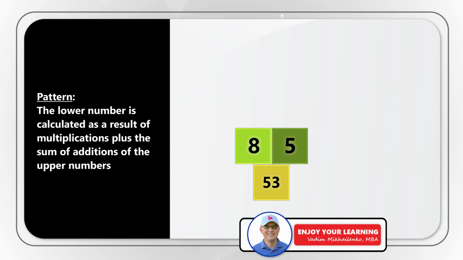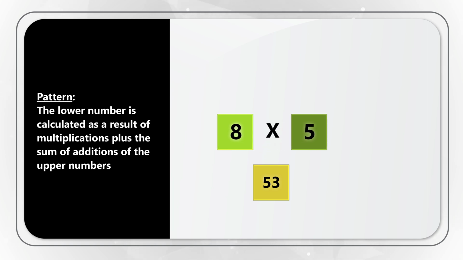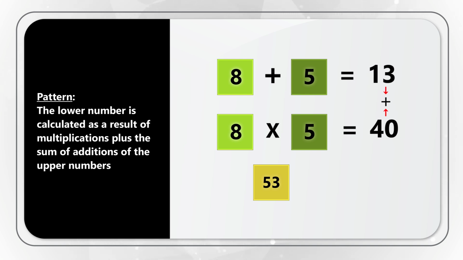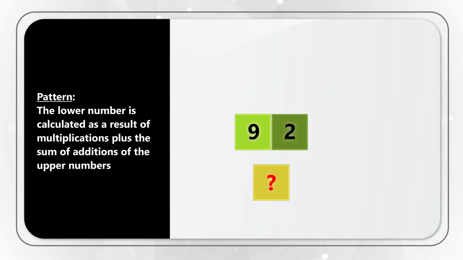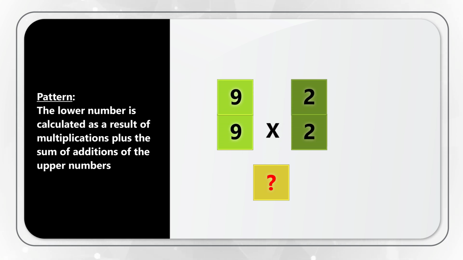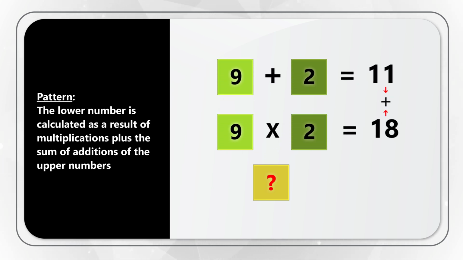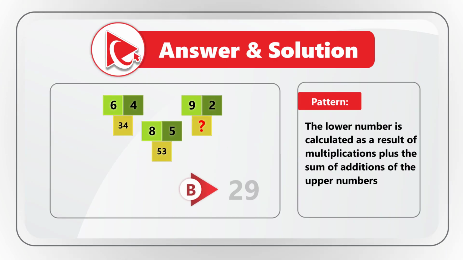The next set of numbers is calculated as 8 multiplied by 5 plus the sum of 8 and 5, which would equal 40 plus 13, which would be equal to 53. This allows us to do the calculations on the final set and the missing number. 9 multiplied by 2 plus the sum of 9 and 2 equals 18 plus 11 and equals 29. So the correct answer here is choice B, 29.